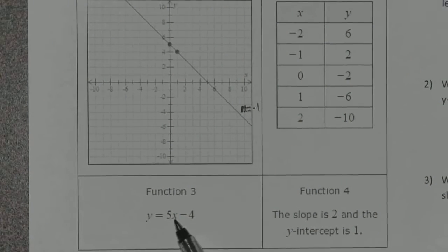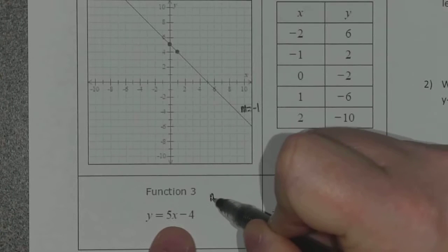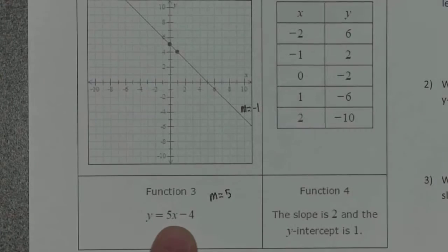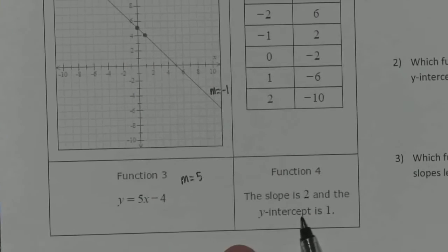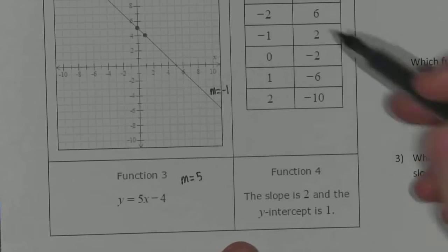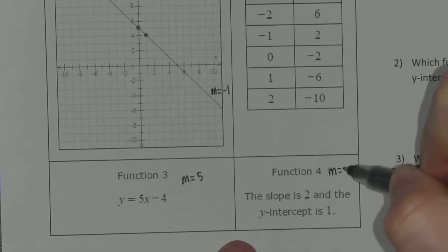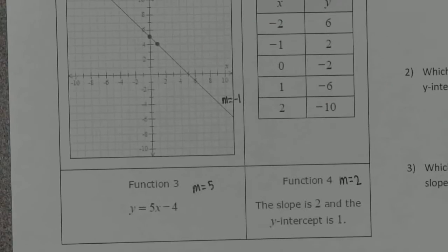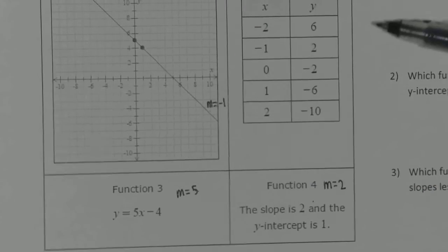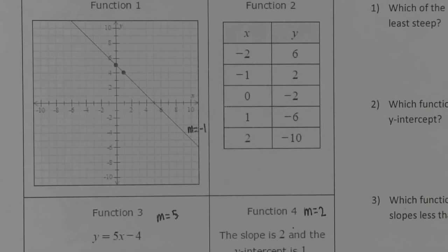Do I know the slope of this line? Yeah, my slope here is 5. Do I know the slope of this function? It tells me it, right? My slope is 2. So the only one that I can't see the slope on is this set of ordered pairs. Does anybody have an idea how we could find the slope on that?